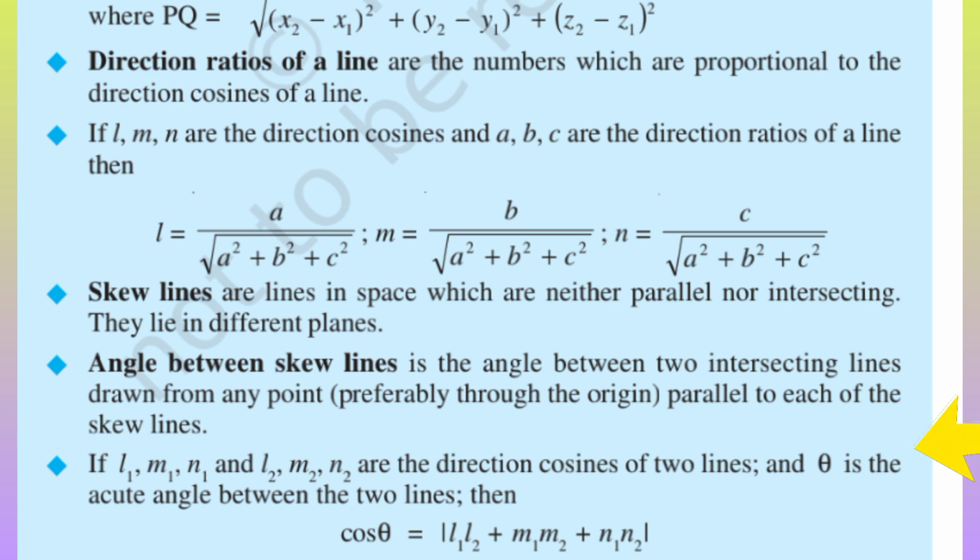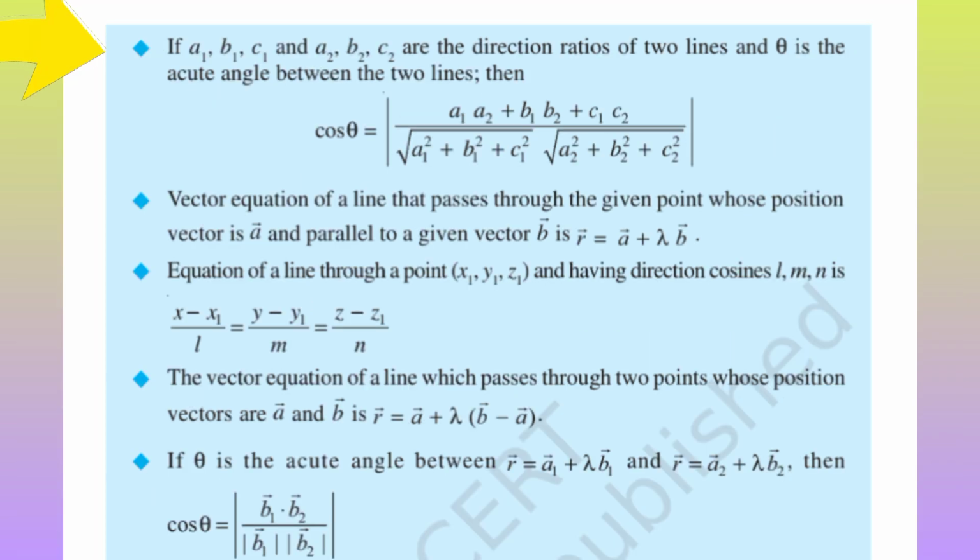If l1, m1, n1 and l2, m2, n2 are the direction cosines of the two lines and theta is the acute angle between the two lines, then cos theta is equal to modulus of l1 into l2 plus m1 into m2 plus n1 into n2. If a1, b1, c1 and a2, b2, c2 are the direction ratios of the two lines and theta is the acute angle between the two lines, then cos theta is equal to modulus of a1 a2 plus b1 b2 plus c1 c2 divided by under root a1 square plus b1 square plus c1 square into under root a2 square plus b2 square plus c2 square.